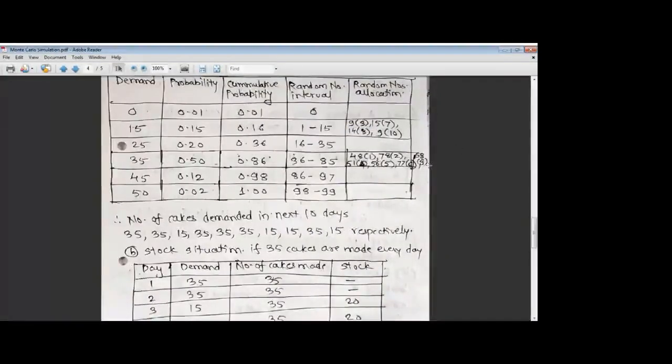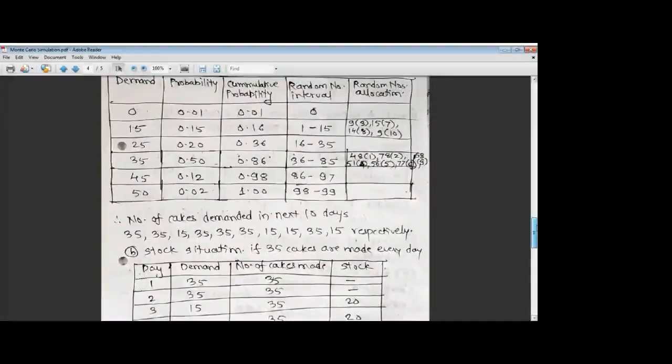The next random number that we have been told is 68, and 68 happens to fall in the range of 36 to 85, hence it has been placed here. And the very last random number that we have is 9, and it falls in the category of 1 to 15, and hence it has been placed in this particular cell.